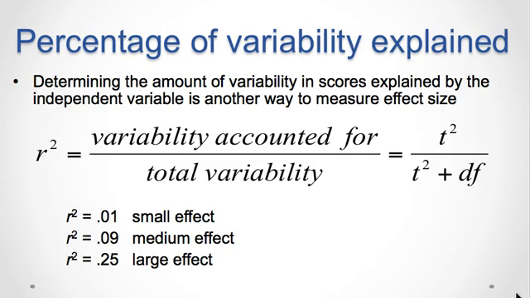Percentage of variability explained is equal to R squared, which equals explained variance divided by total variance. So it's equal to t statistic squared divided by t statistic squared plus degrees of freedom. The interpretation for R squared is as follows. R squared equal to 0.01 is a small effect. R squared equal to 0.09 is a medium effect. R squared equal to 0.25 is a large effect.